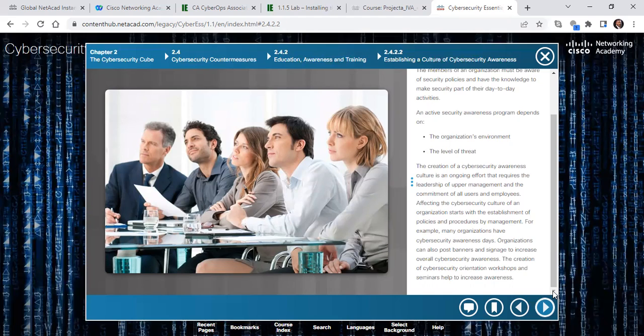Affecting the cybersecurity culture of an organization starts with the establishment of policies and procedures by the management. For example, many organizations have cybersecurity awareness days. You create programs that will make people understand why they have to be cybersecurity conscious. Organizations can also post banners and signage to increase overall cybersecurity awareness. The creation of cybersecurity orientation workshops and seminars also helps to increase awareness.